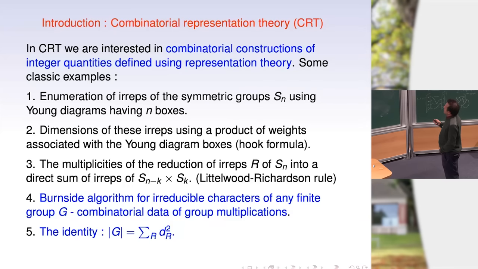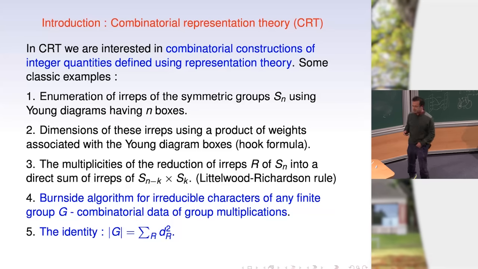So for example, you have a finite group Sn, and you can define what you mean by a representation over C, and you can classify them. But the answer has nothing to do with C. It's just a bunch of Young diagrams with N boxes, a purely combinatorial object.